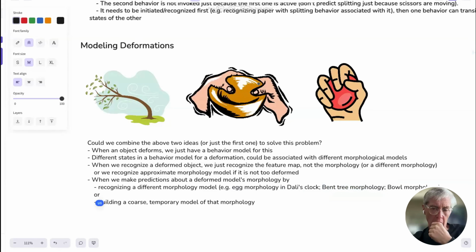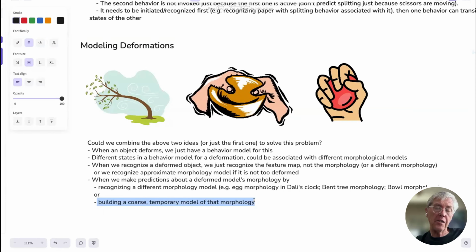Right. Or bowl morphology in the case of the clay. A lot of times when you shape clay into different shapes, you then start recognizing those shapes and use those models to make predictions. And if that's not possible, it seems like we're able to build a coarse temporary model of that specific morphology to be able to interact with it, like when you're in the process of shaping something in clay.